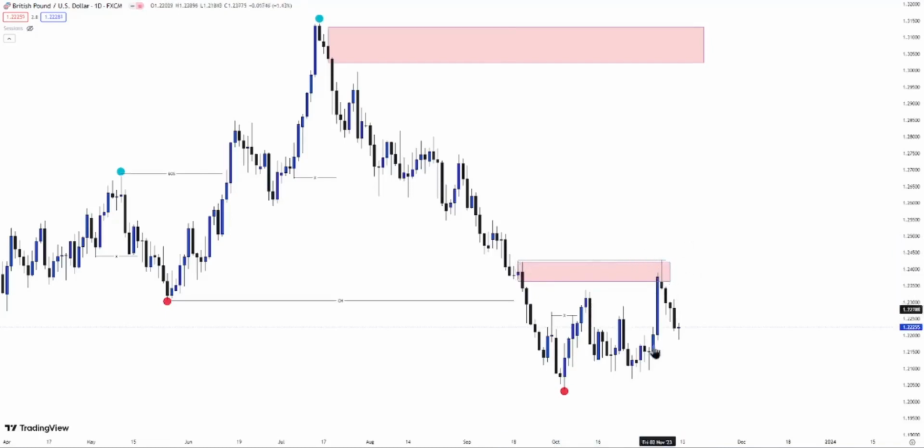So as it was swept, now where is your OB here? Your OB is here, your demand zone. Remember, this is your demand zone. And I've explained to you why that is a demand zone.